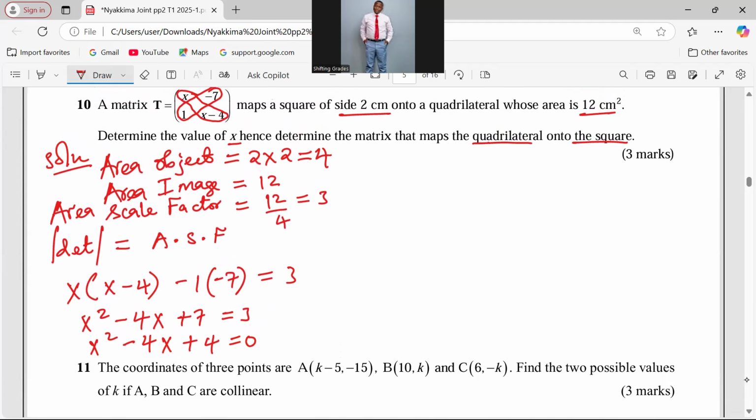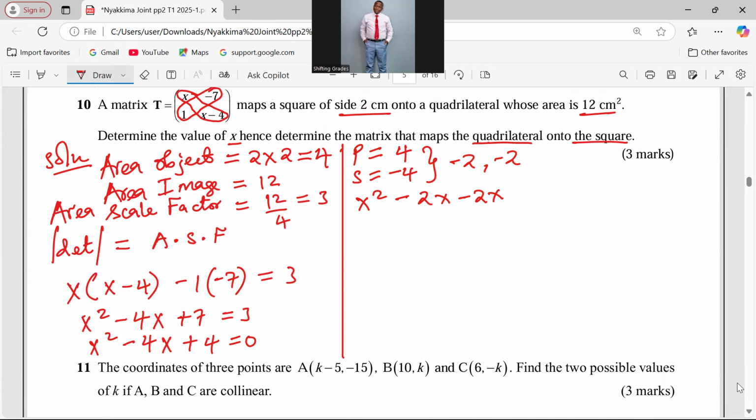When that is equivalent to 0, we can use factorization, whereby we need a product of a by c, so 1 by 4, which is 4, and a sum equivalent to b, which is -4. So -2, -2. We write x squared minus 2x minus 2x again. Now, instead of -4, we are splitting it into -2, -2, then plus 4, which is equivalent to 0.